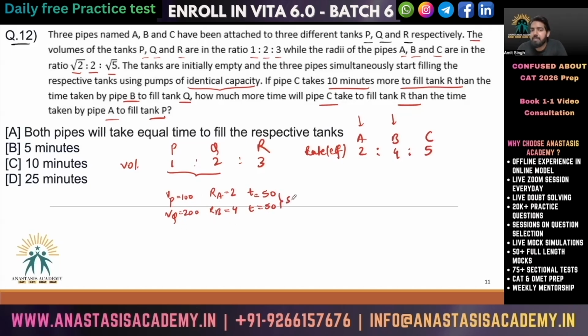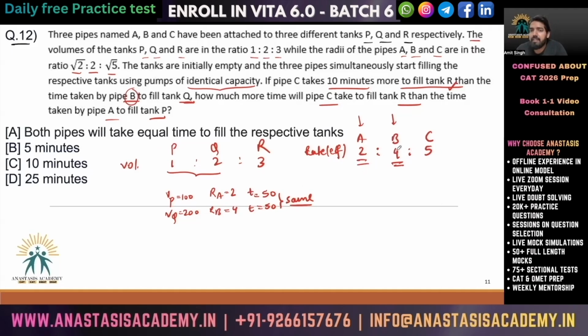So you can see this time is same, because if the rate of B is double, the capacity of tank Q is also double. So the time taken by pipe A and pipe B to fill the respective tanks P and Q would be same. Now, pipe C takes 10 minutes more to fill the tank R than the time taken by pipe B to fill tank Q, right? So pipe B and pipe A take equal time to fill respective tanks.